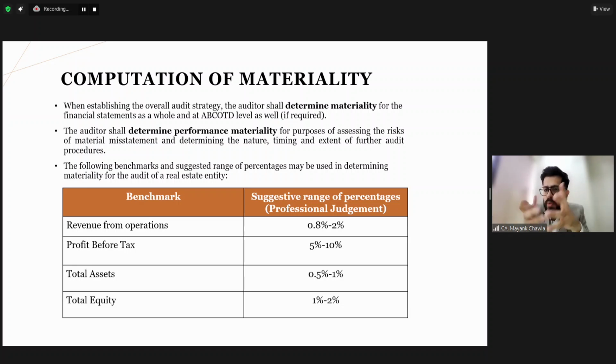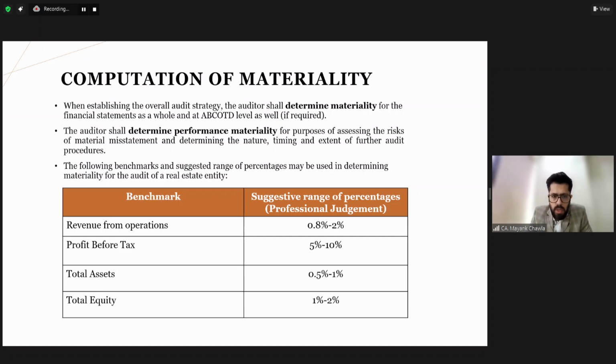If there are certain kinds of risks which we may want to cater to with a lesser materiality, then we have to determine a performance materiality, which will in turn determine the extent of our procedures. Generally, what we have seen is that in the real estate industry, the performance materialities are generally kept lower, so that the nature, timing, and extent can be increased, because the lower the PM, the greater the extent of the procedures that an auditor has to do.